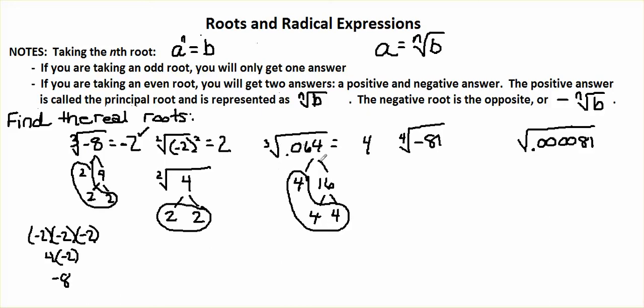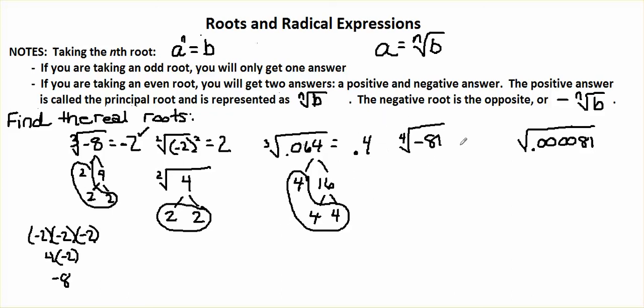Now we just need to determine how many decimal places. Well, we have 3 decimal places in what we're taking the cube root of. If we divide the number of decimal places by our root, that gives us the number of decimal places in our answer. So 3 decimal places divided by 3 gives us 1 decimal place in our answer. So 0.4 is our answer.